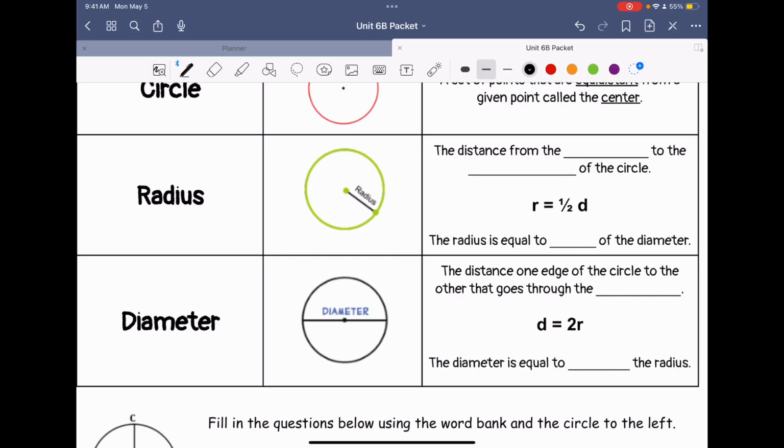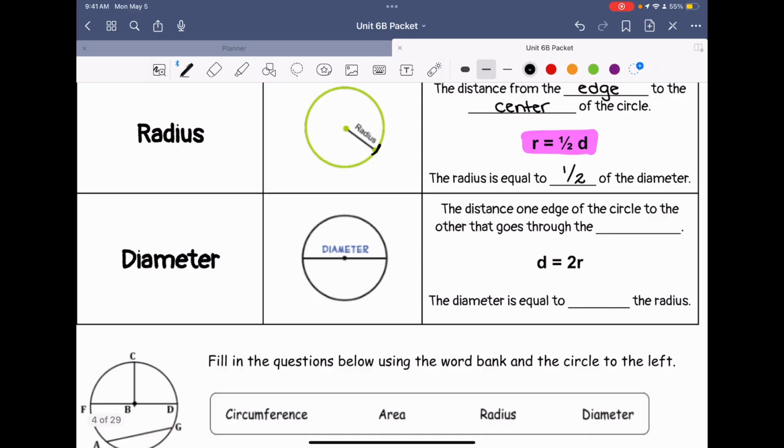The radius is the distance from the edge of our circle to the center of our circle. And the edge of our circle is any spot on that bordering line. The radius is equal to half of our diameter. This formula is very helpful to know, that the radius is half of our diameter. And our diameter is the full length of our circle. So it goes all the way from one edge through the center to the other edge.